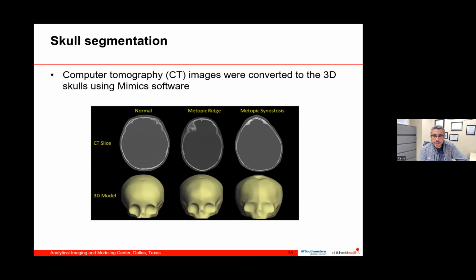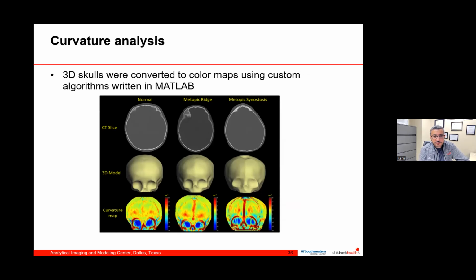But now, you remember, I need a feature to train the computer with. For that feature, I used curvature analysis, and the reason I used this feature is because this is one of the main features in metopic craniosynostosis. You usually have this ridging on the forehead, which can show convexity, but also they have retrusion on the orbital rims, and this is retrusion.